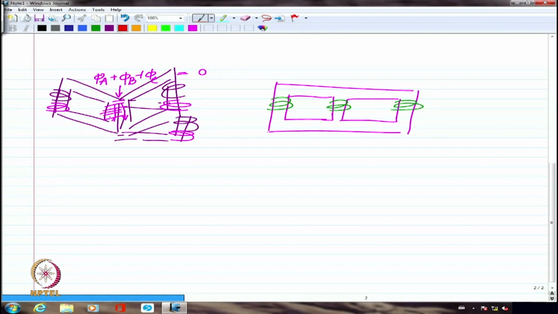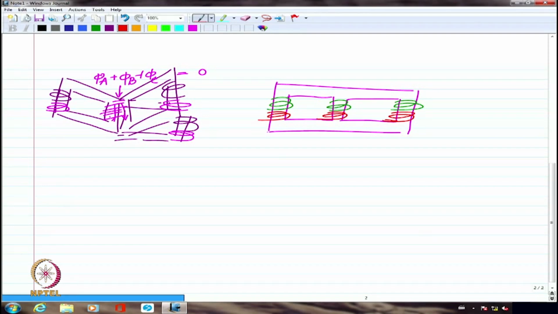And similarly, A phase secondary wound here, B phase secondary wound here, and C phase secondary wound here. Now that I have all the terminals brought out, I should be able to definitely connect them in star or delta as the requirement may be. I could have removed the center limb completely, and then I could have said, let me have 3 limbs protruding from 3 different 120-degree sides.